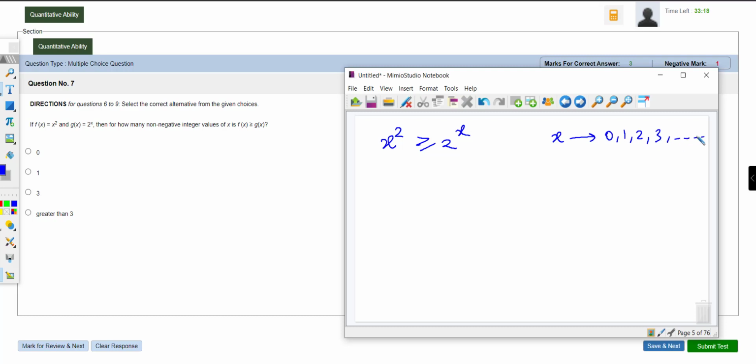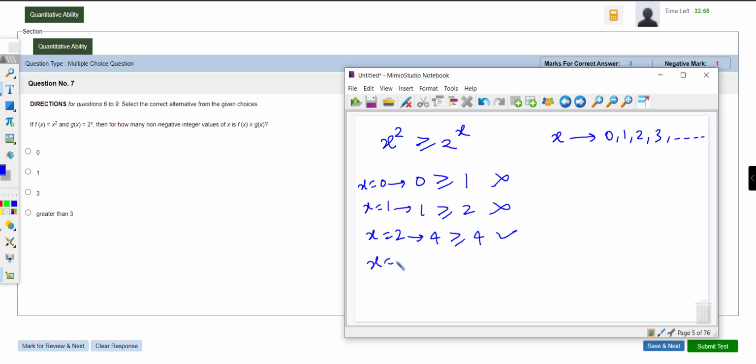Over here if I put x is equal to 0, this is 0 is greater than or equal to 1. This is incorrect. X is equal to 1, this will become 1 is greater than or equal to 2, this is incorrect. If I put x is equal to 2, this will become 4 is greater than or equal to 4, this is correct. X is equal to 3, this is 9 is greater than or equal to 8, this is correct. X is equal to 4, this is 16 is greater than or equal to 16, this is correct.